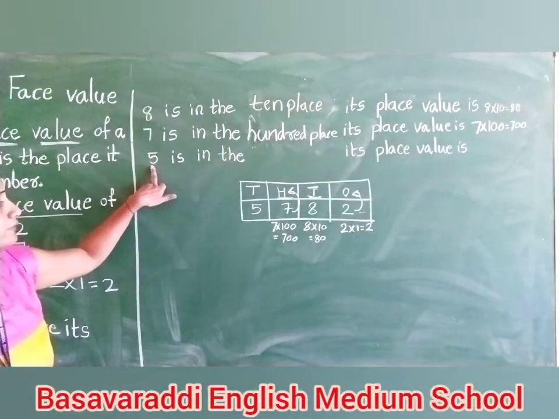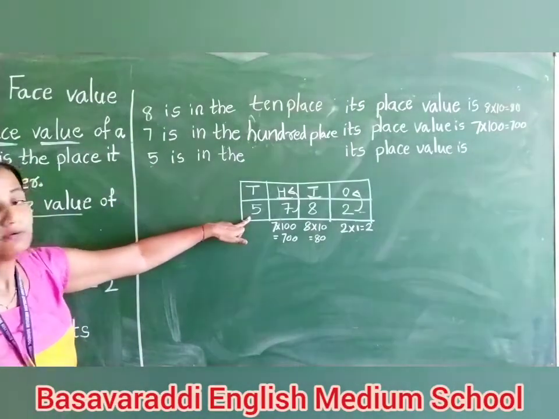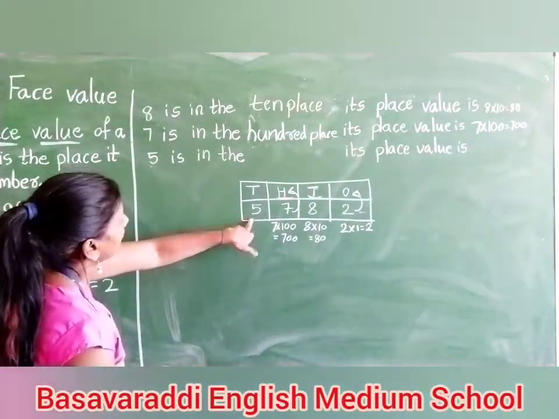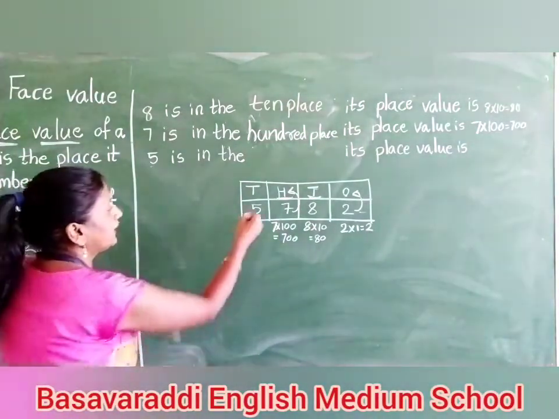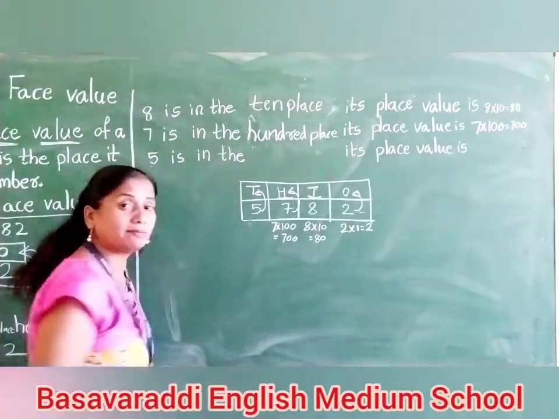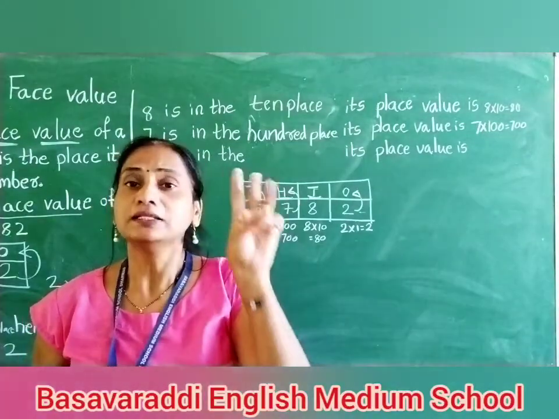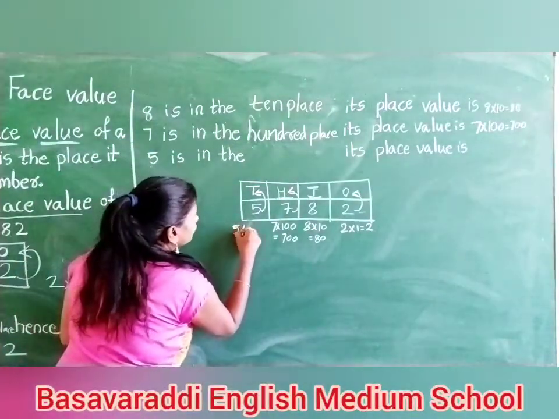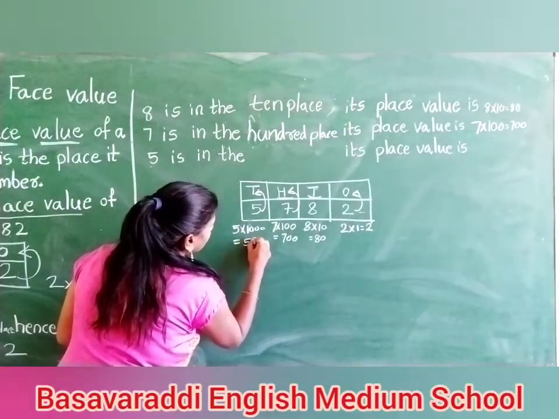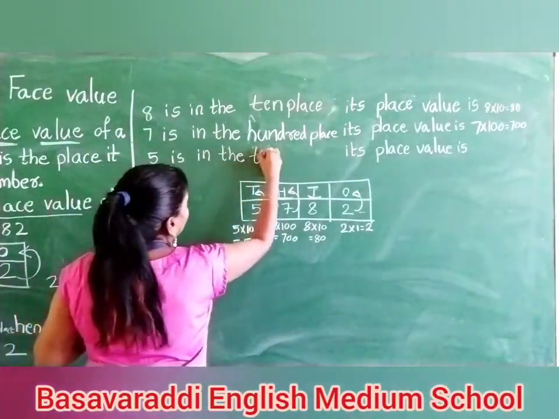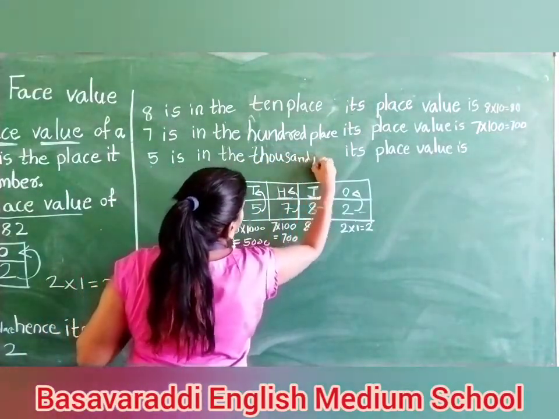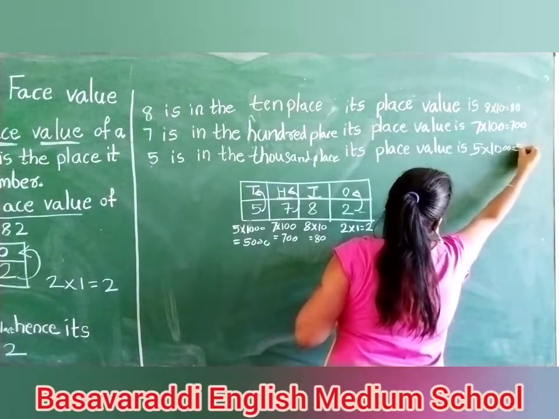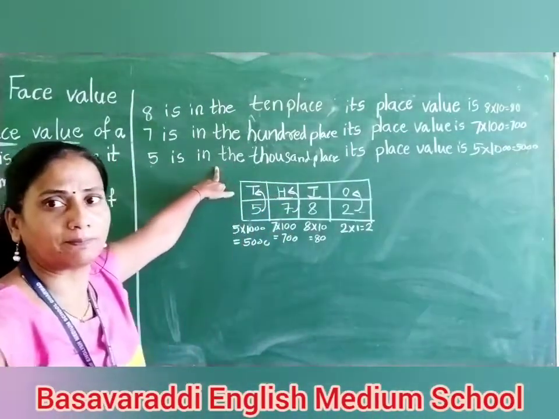Now 5. We are finding the place value of 5. Place value is the place the digit occupies in the number. The 5 occupies the 1000 place. 1000 is a 4-digit number, so 3 zeros are coming. So 5 into 1000 is 5000. So 5 is in the 1000 place.